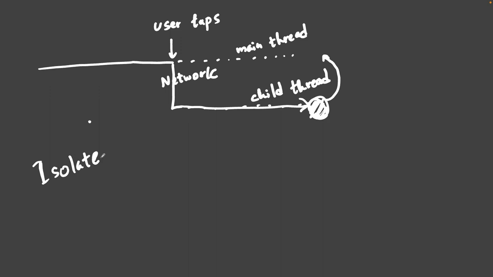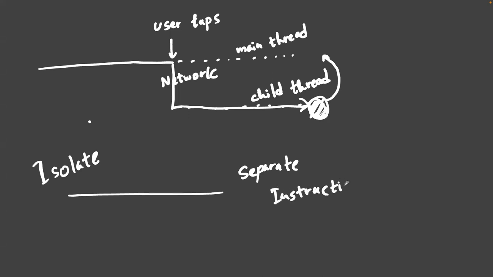In an isolate, for one thread, we are creating separate instructions, and the most important thing, right? The instructions separation is there for all the other languages as well, not only for Dart. But in Dart, we have a separate what? Memory space as well.